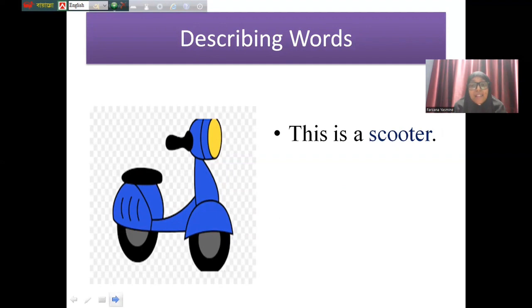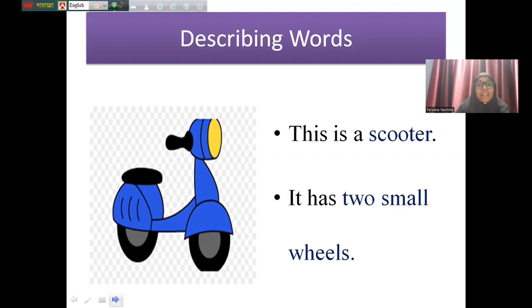This is a scooter, right? It has 2 small wheels. Two wheels are visible here, right? So this is a scooter. It has 2 small wheels.